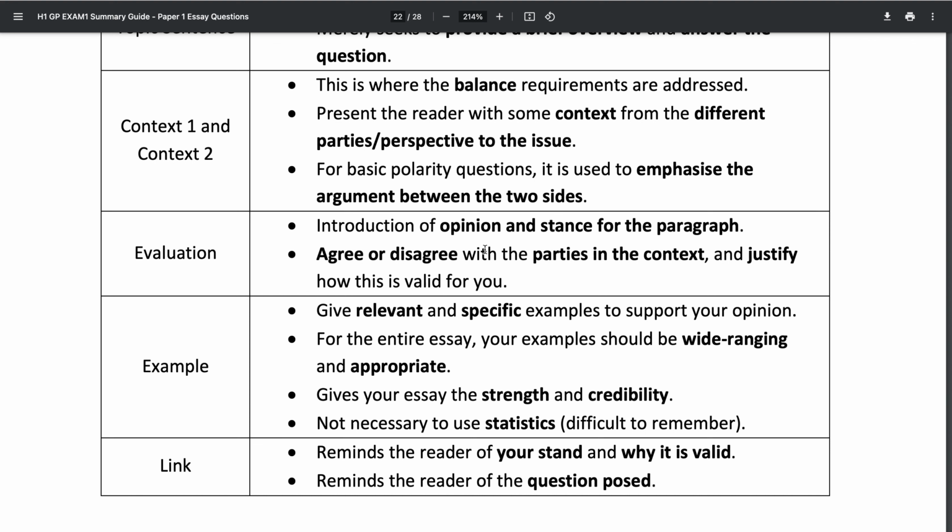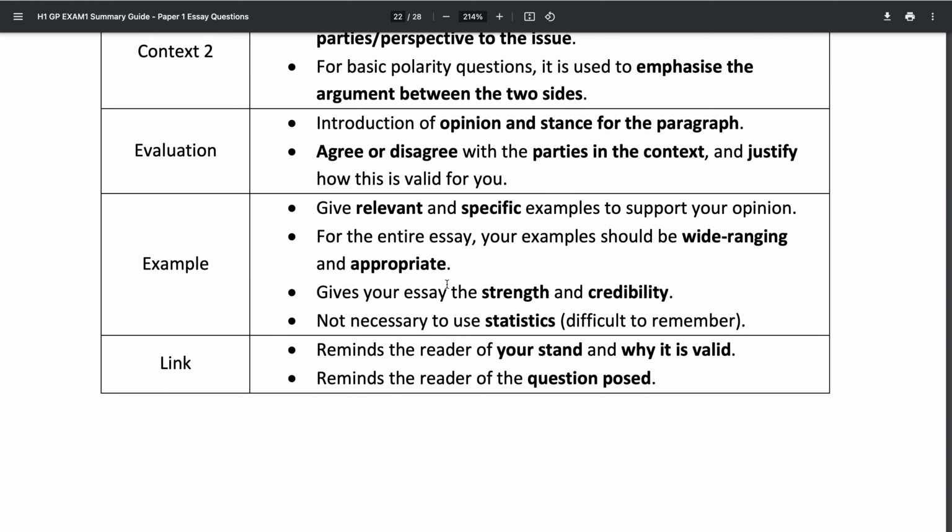Same thing for example. Example is the same as before. Same as the basic paragraph. You must still be relevant. You must still be specific, but not zooming in into something that's too small. It must be wide-ranging. It must apply to a large context. And you must give your essay strength and credibility. If you're using an example that's so weak, your essay drops instantly. Again, no need to use statistics.